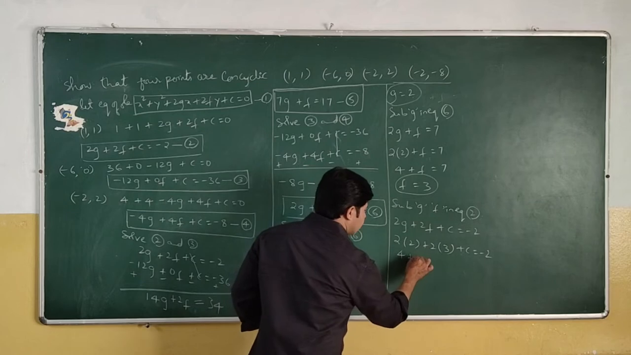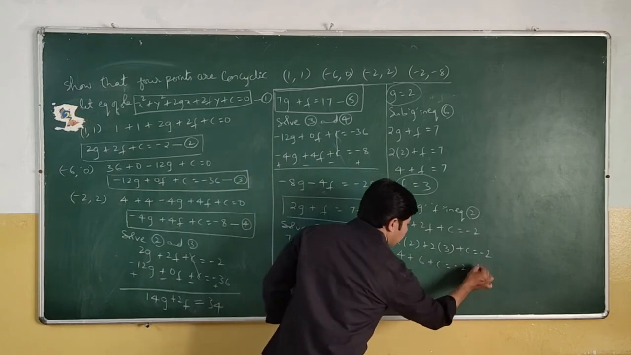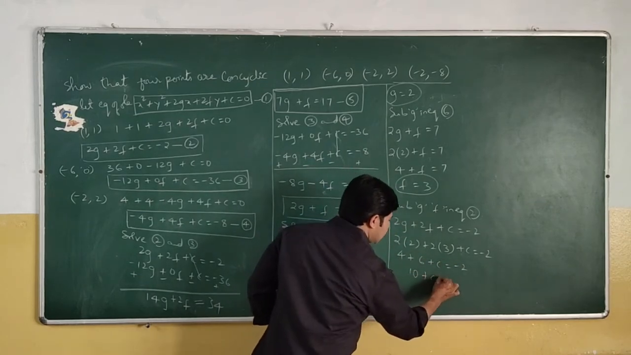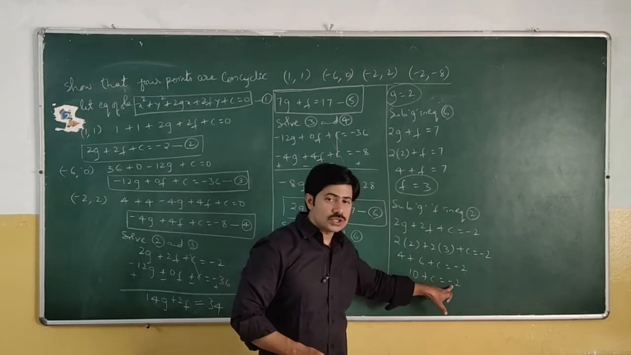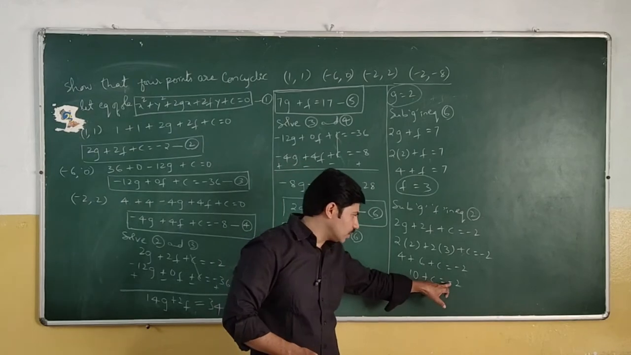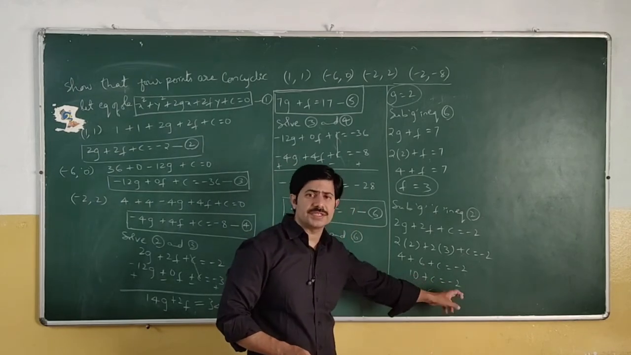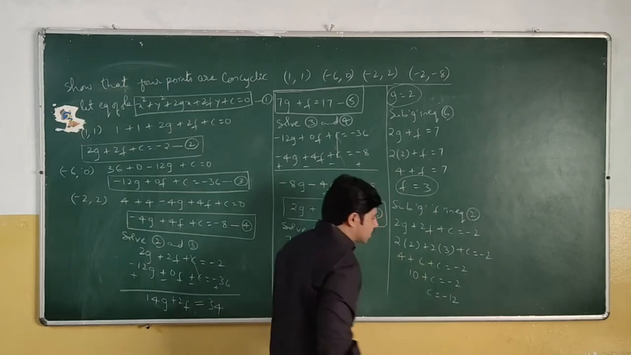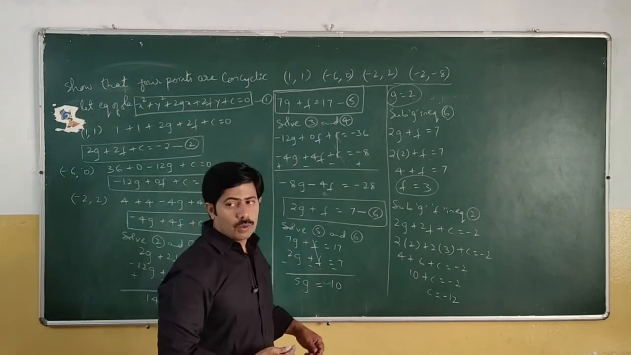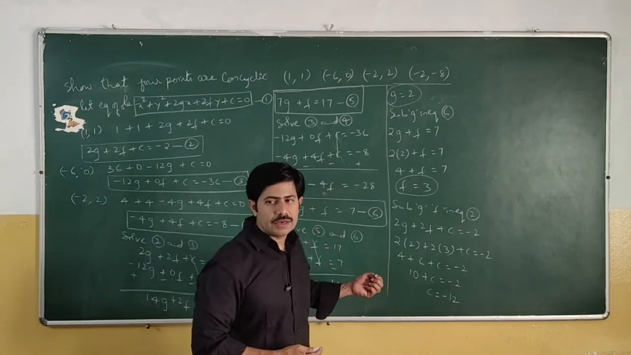So 4 plus 6 plus c is equal to minus 2. 10 plus c is equal to minus 2. C is equal to minus 2 minus 10. Transpose on the other side, minus 10. Minus 2 minus 10 is minus 12. Now we will substitute in equation 1.